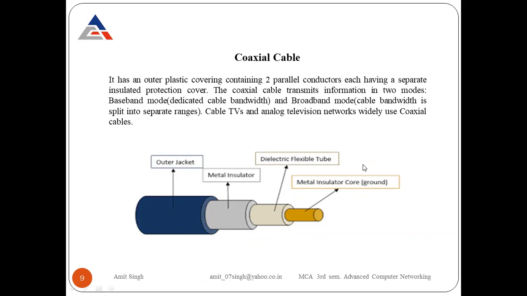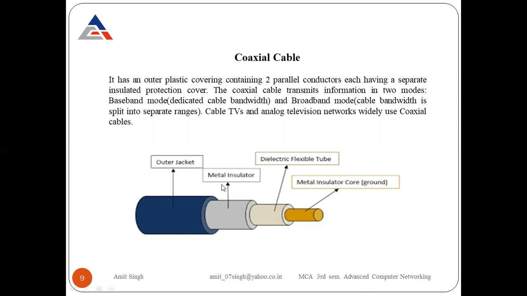Cable TVs and analog television networks widely use the coaxial cable. Now, look at the diagram. This is all about the coaxial cable, and where we use it. Normally, we are using it in cable TVs and analog television networks. Every television network that uses analog signals, there we are using the coaxial cable. It is also called a coax cable or the coaxial cable.